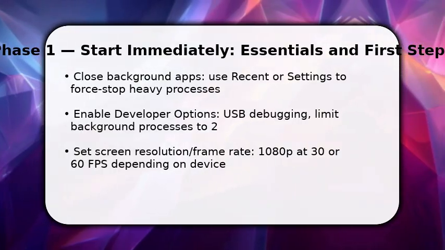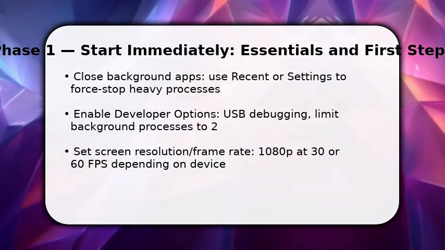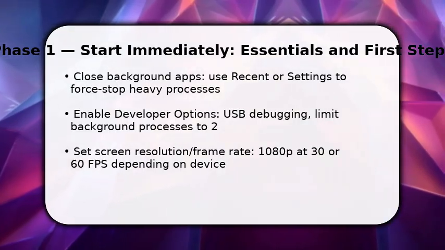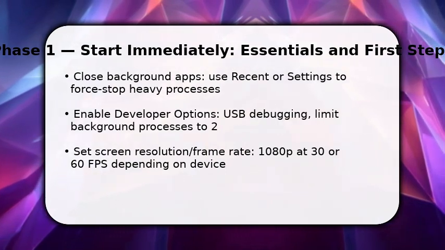Next, adjust your screen recorder settings. Choose 1080p at 30 FPS for stability or 60 FPS only if the device can handle it. Once done, reboot the device to clear cached memory before continuing.